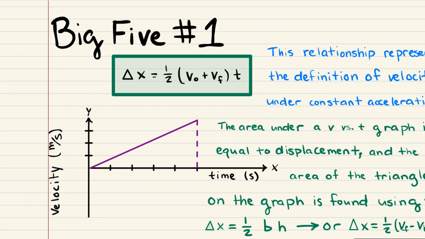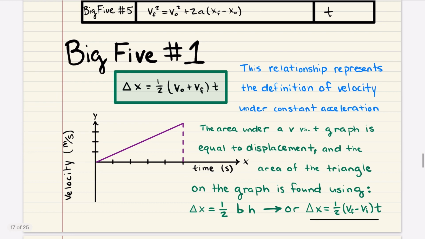It's saying that displacement is equal to the area under the velocity versus time graph, 1/2 times v naught plus v final, times time. All right, so that's the same thing as 1/2 base times height. And so what we're saying here is that by definition on a velocity versus time graph, the area underneath your graph is equal to your displacement. And so that's what big five number one is saying.